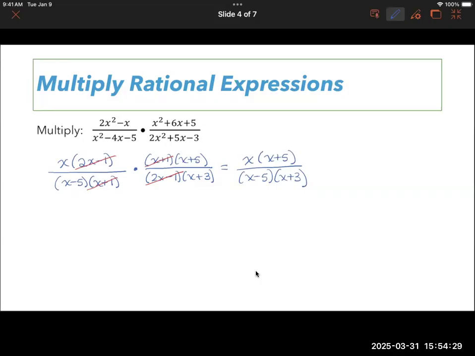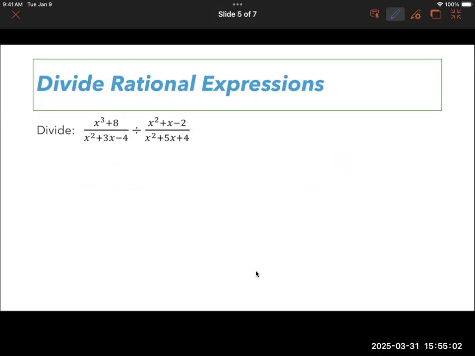You'll need to go with what your teacher's expectations are as to whether she or he would like this numerator to be expanded. If you wrote x squared plus 5x over x minus 5 times x plus 3, that would also be correct. I don't find that to be necessary, so I don't usually teach my students to do that, but you will need to follow the expectations of your teacher.